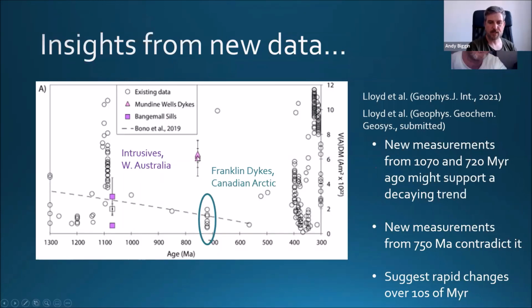But then we've got the Bangemall sills as well, which are only 30 million years older than the Franklin dikes, and these are giving high, near present-day dipole moment estimates. So what this is suggesting really is that you've got field variations happening on tens of millions of years in the Precambrian, and there's no reason not to expect that, because that's what we see in the Phanerozoic as well. But it does mean that it's going to make it harder to delineate a trend like this.